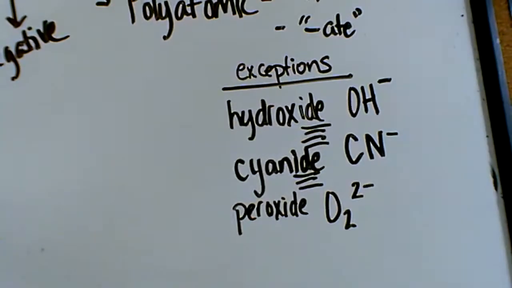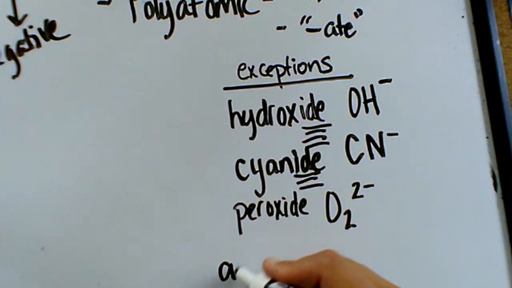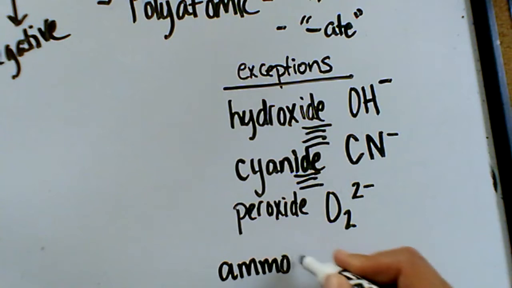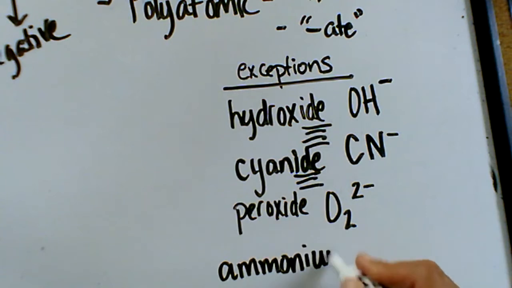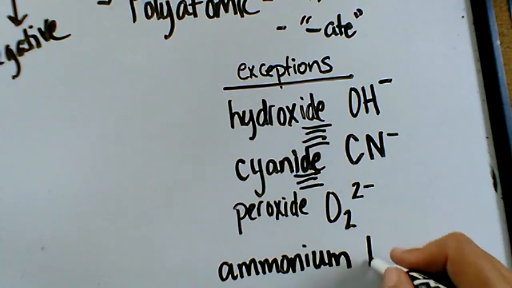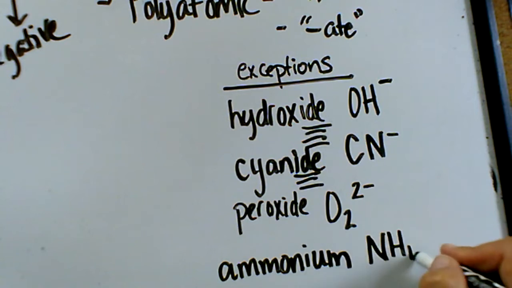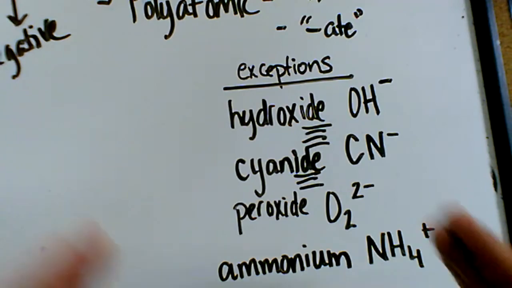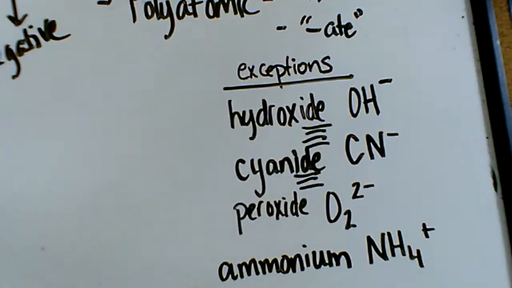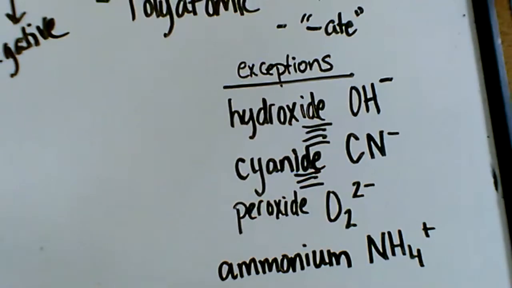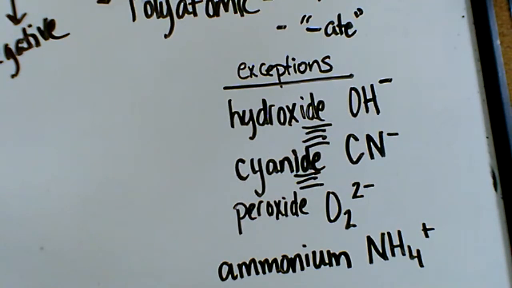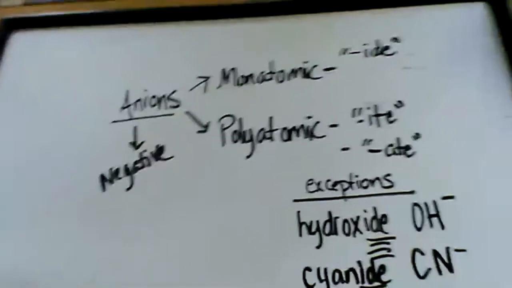And then lastly, there's ammonium. You will see ammonium. You will also see peroxide. Ammonium is our only positive cation, so it will be in the beginning and not the end because the positive comes before the negative. Let's just put this into practice and then we'll be done here.